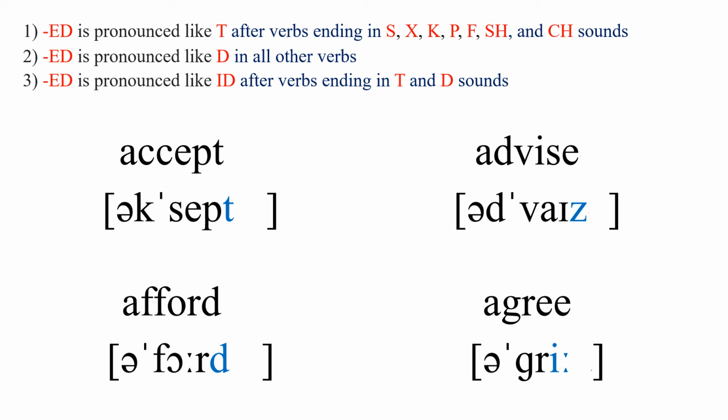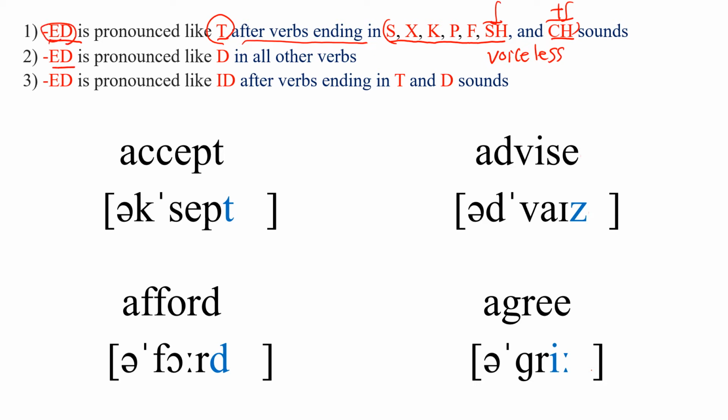Today we are going to study the ED sound in regular verb past tense. ED is pronounced like T after verbs ending in S, X, K, P, F, S, H, and CH. They are all called voiceless. The SH sounds like "sh" here, and this is the "ch" sound. So after these sounds, ED is pronounced like T.